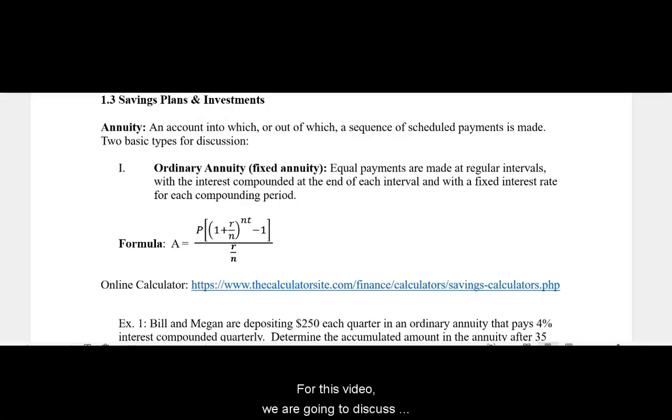For this video, we are going to discuss savings plans and investments. So when we talk about savings plans in this particular section, we're looking at annuities. And let me just go over what that is. It's an account into which or out of which a sequence of scheduled payments is made.